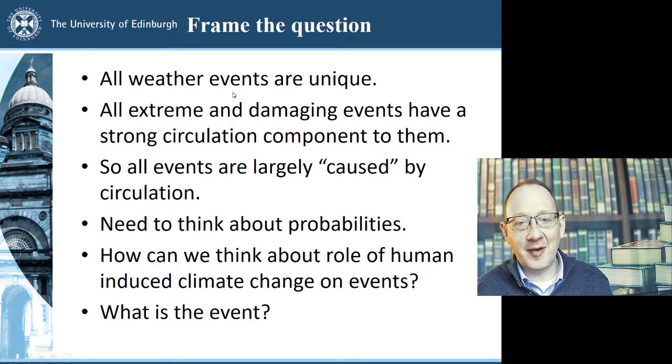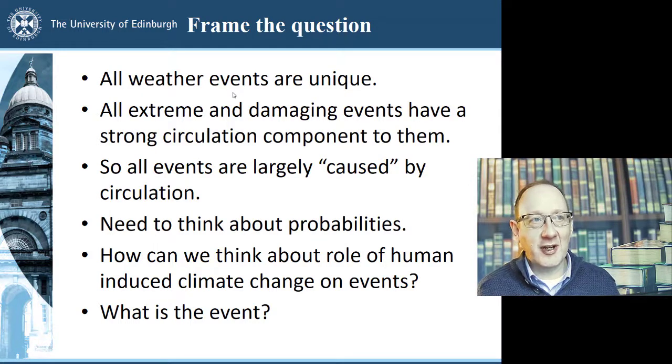So continue with the thought about framing the question. Let's begin with all weather events are unique. If you look in detail at any weather event that has occurred, there will be nothing identical to it in the record. So they're all unique. We have to classify. And all extreme and damaging events have a strong circulation component to them. If you look around the literature, you will see that extreme events are associated with strong circulation of one form or another. So to first order, all events are largely caused by circulation. So we need to think about the probabilities.